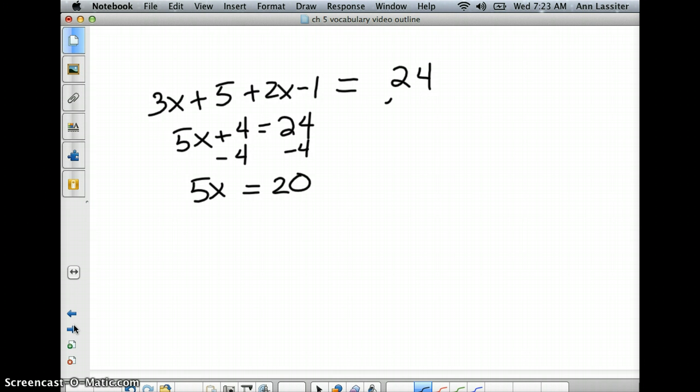So really I want to solve for x. So I do 5 times x, opposite of multiplication is division. So I divide by 5. So I end up with x equals 4.